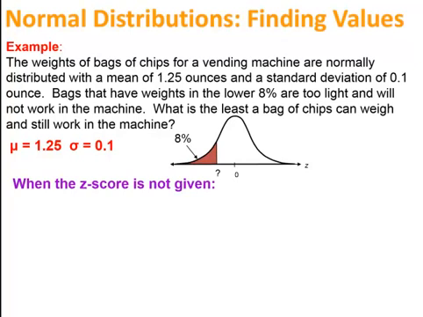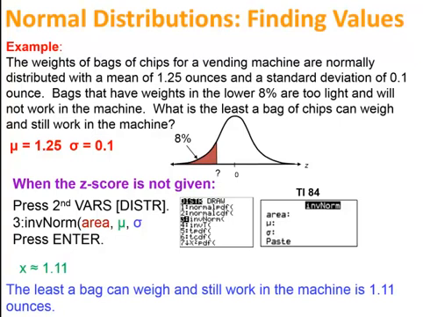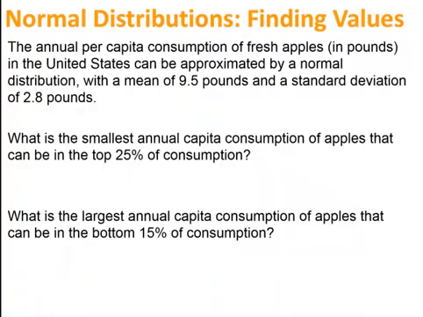So you can use the calculator to do this, and when you do that, you're plugging in that 8%, which would be 0.08. Put in the mean, the standard deviation, and you'll find that the least weight that a bag can weigh is 1.11. So that is really important to understand what it's asking when you're finding these values. Pause and try.